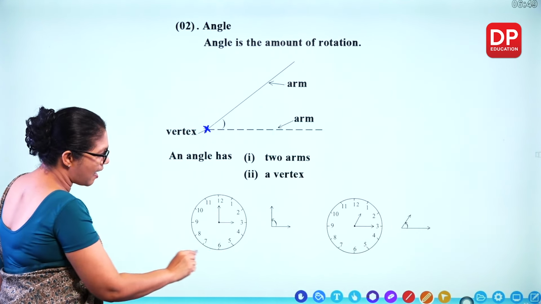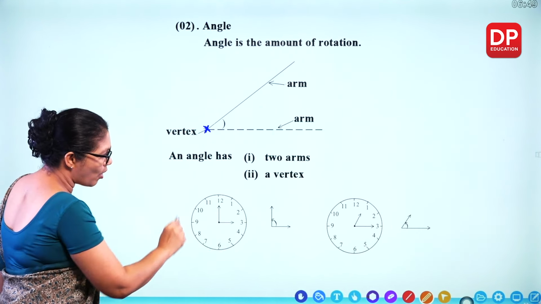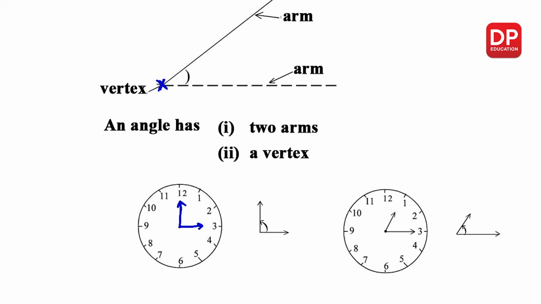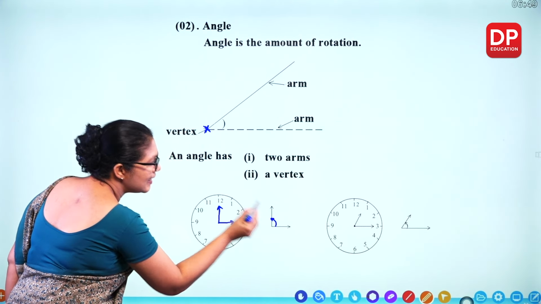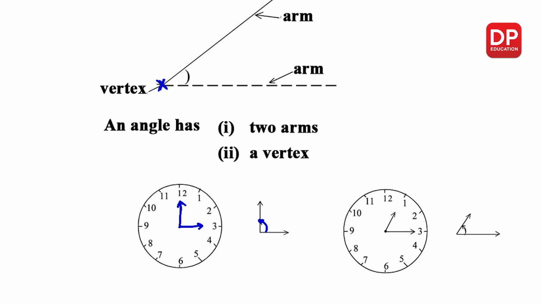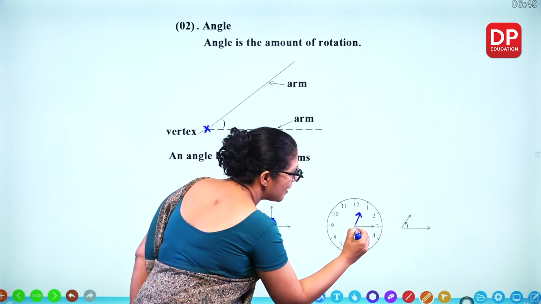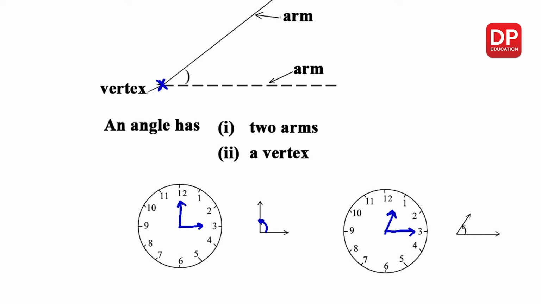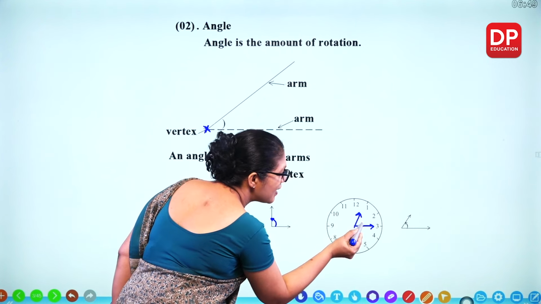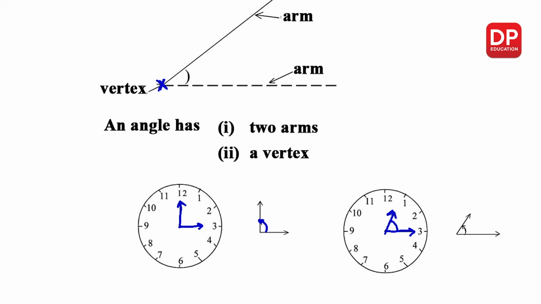Here what is this? A clock with two hands. So where's the angle there? So when you consider the two hands here, the hour hand and the minute hand, you get an angle here. Look at this clock. The two arms are the hour hand and the minute hand. So the angle is here. So we'll see more about angles.